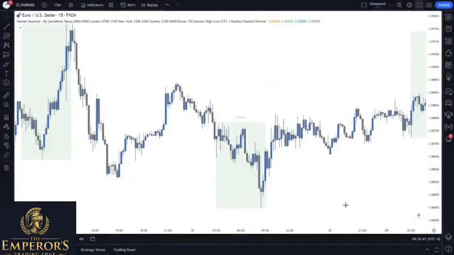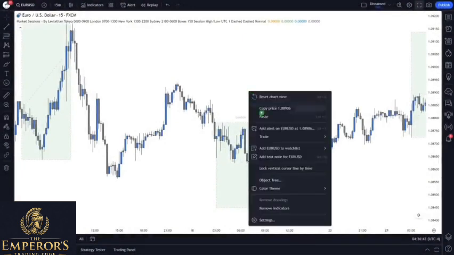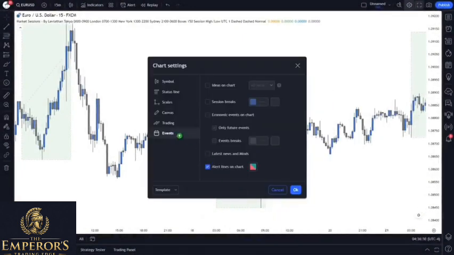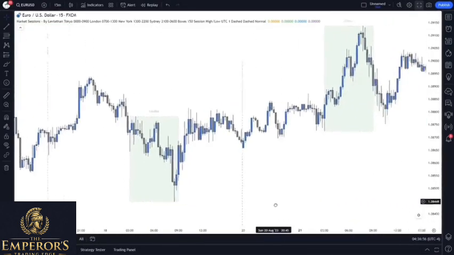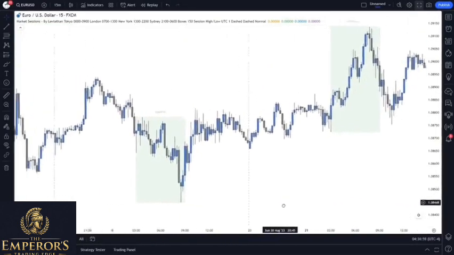We also need to enable our period separator on the TradingView platform, so right-click on the chart and click on the settings. From the Events tab, select the session breaks. Then the vertical lines dividing each day will appear on the chart.